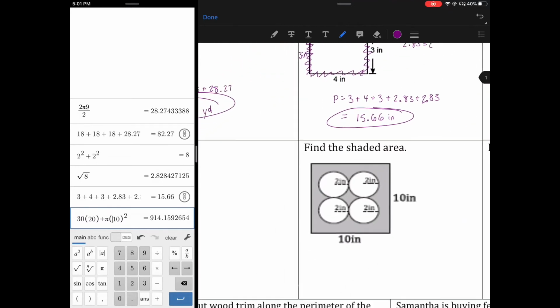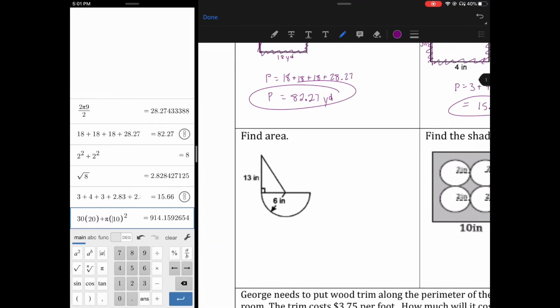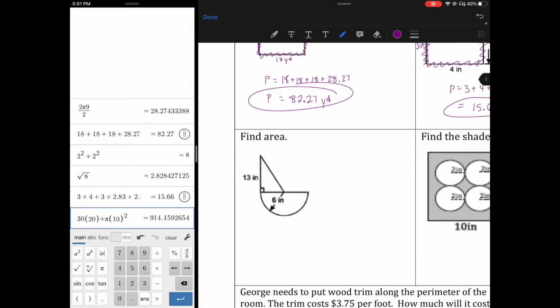In my next problem, I'm going to do the same process, but I have new shapes. I have a triangle, and I have a semicircle. My formula for a triangle will be 1/2 base times height if I'm solving for area. And for a semicircle, a circle is pi r squared, and because a semicircle is half of that, I just divide it by 2.